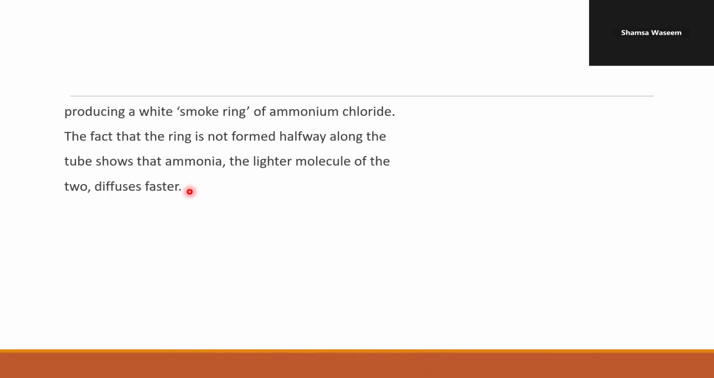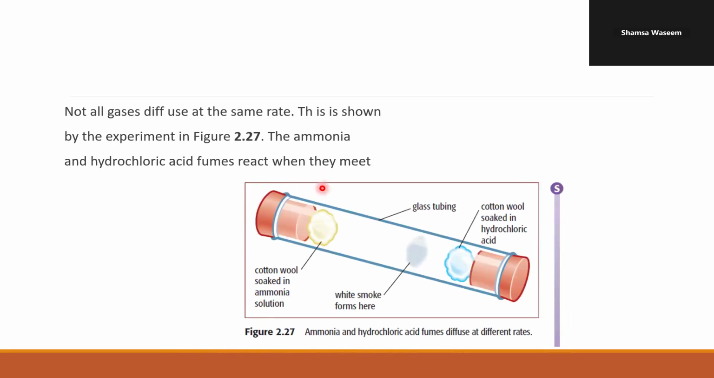I hope it makes sense, right? Now, if you just take the Mr of ammonia, it is going to be 17, and the Mr of hydrogen chloride or hydrochloric acid is 36.5, right? So it's almost double. Therefore, ammonia being lighter is going to travel faster. So therefore, it is formed over here.